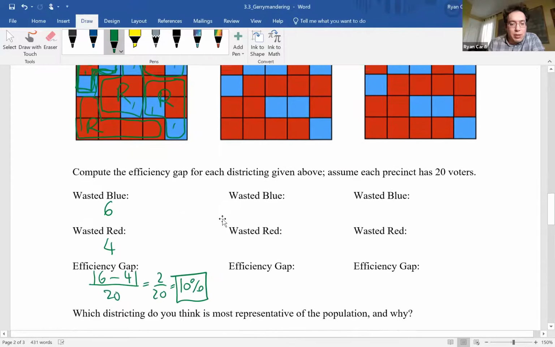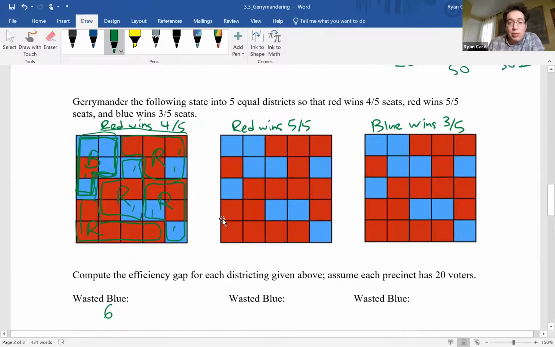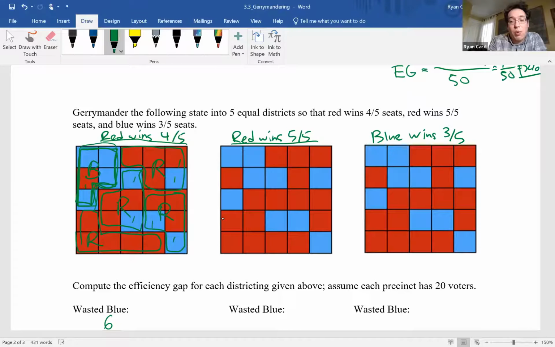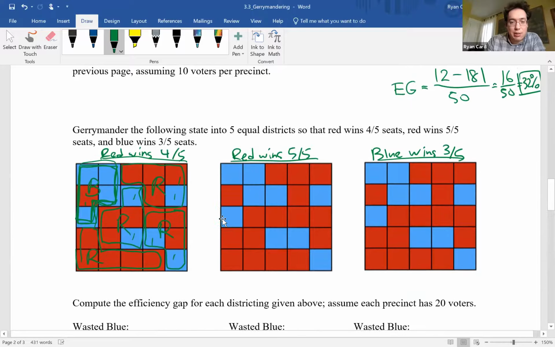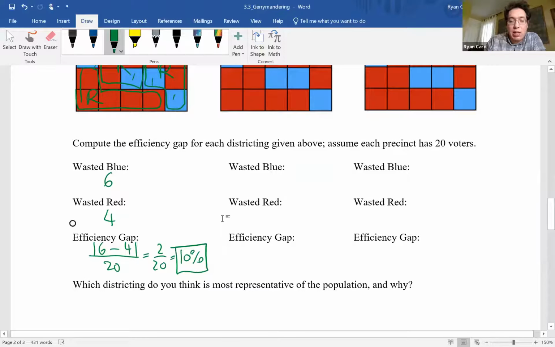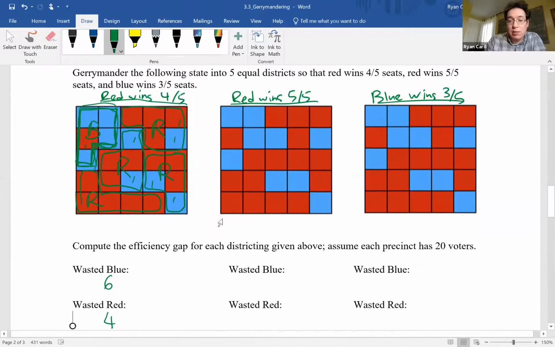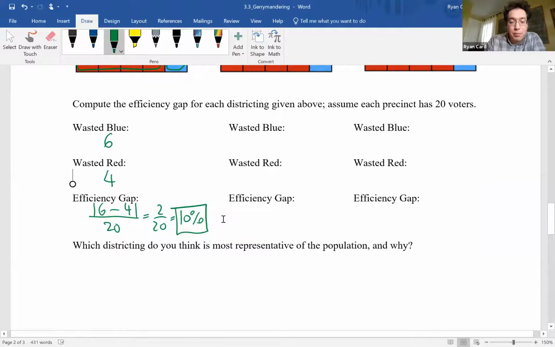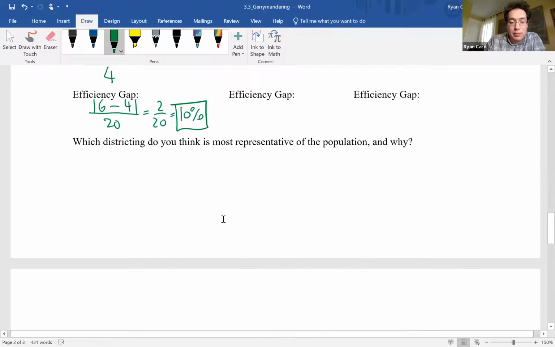Okay, so what I want you to do is try to figure out a way for the red party to win all 5 districts. That one's a little bit difficult, and also try to come up with a district where blue as a minority wins 3 out of 5. That's also difficult. So try to see if you can find it. There's a couple of possible solutions, but it is pretty challenging. So try it out, and as you do it, see how the efficiency gap rises as you gerrymander these things.